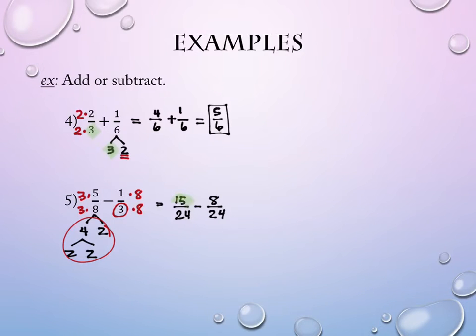So my subtraction goes, sort of like this in a wave. I've got 15 minus 8 now. And what is 15 minus 8? 7. 7 and 24, do they have anything in common? Nope. So we're done. 7 over 24. Okay, any questions on that one?